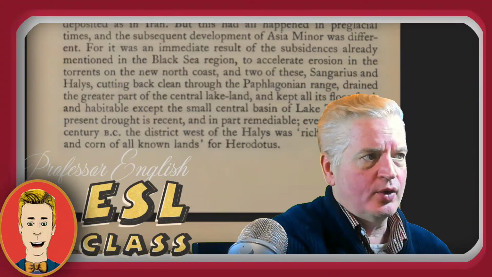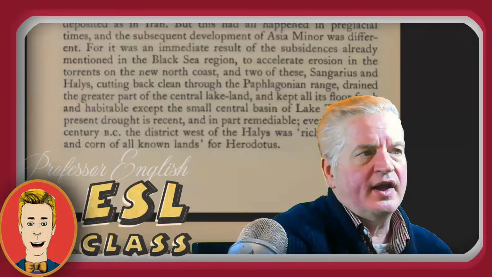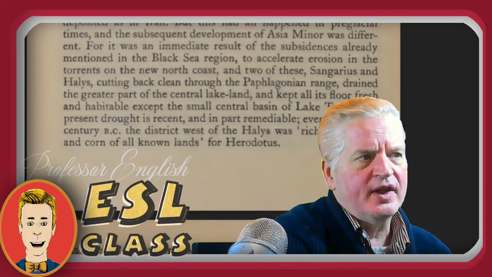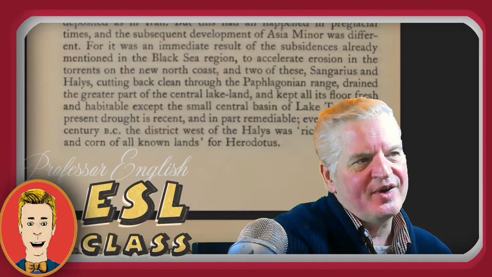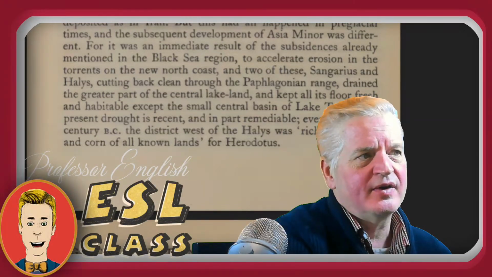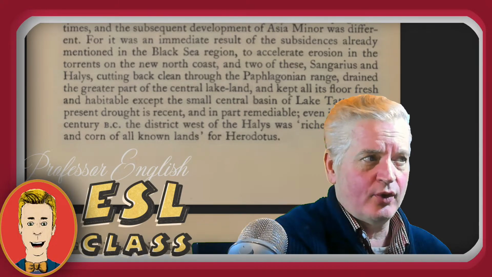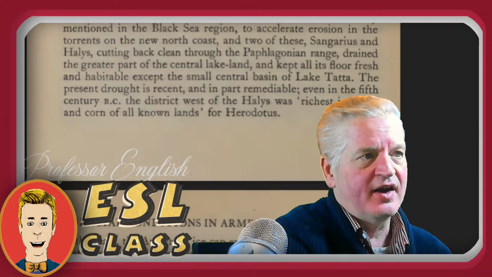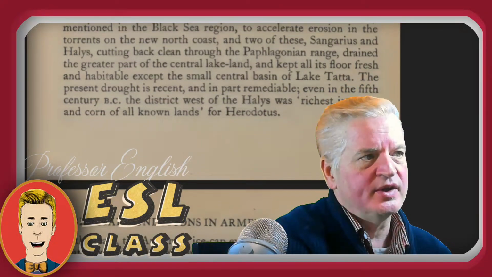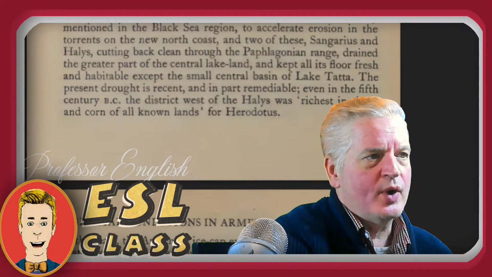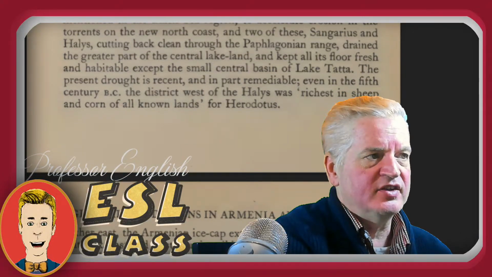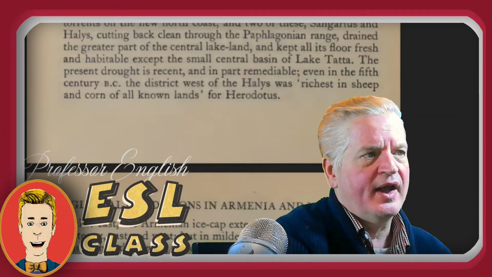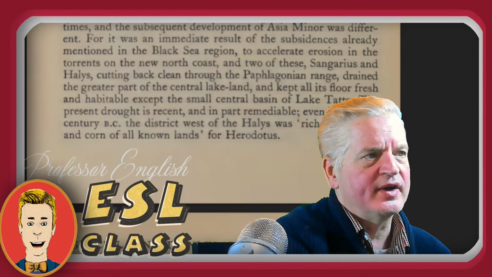To accelerate erosion in the torrents on the new north coast, and two of these, Sangarius and Halys, cutting back clean through the Paphlagonian range, drained the greater part of the central lakeland and kept all its floor fresh and habitable, except for the small central basin of Lake Tata. The present drought is recent and in part remediable even in the 5th century BC. The district west of Halys was the richest in sheep and corn of all known lands for Herodotus.